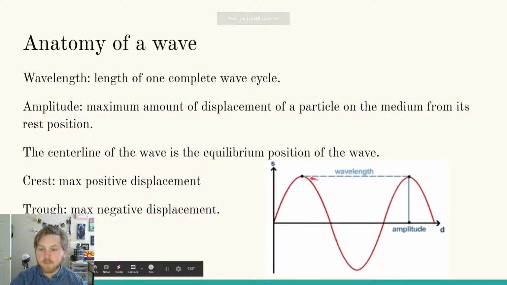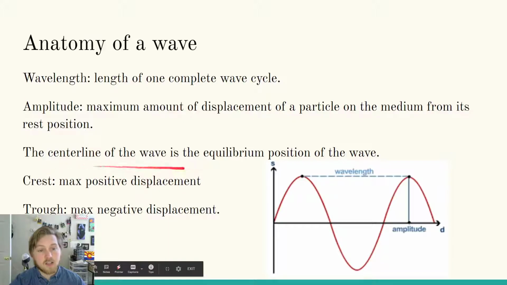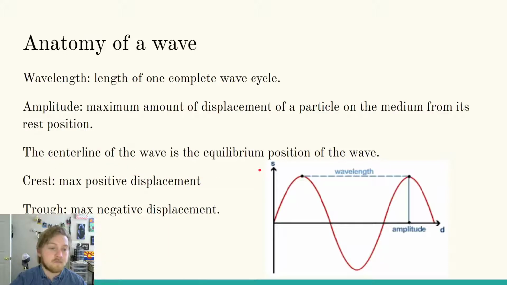So here's the wavelength, right? From the top, it goes all the way down, comes back up. Or we could start here at the rest position, go up, go down, and then back to the rest. So it's got to go there, down, and back up. Amplitude is from that rest position. If you measure the whole thing from peak to trough, then you have measured 2 times the amplitude. We are not trying to measure 2 times the amplitude, we just want the amplitude. So it's only from the rest position, okay? The center line of the wave is that equilibrium position I've been talking about.